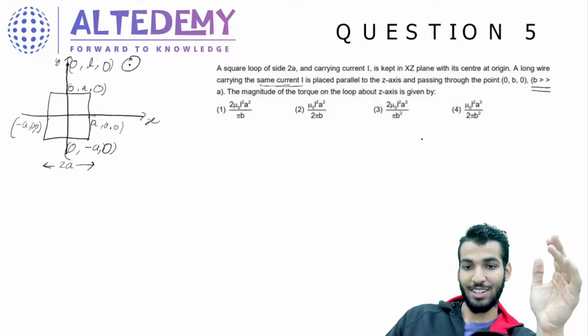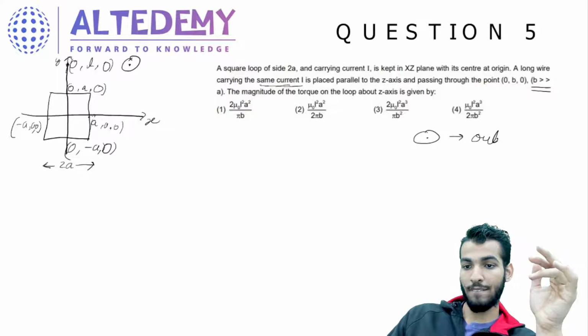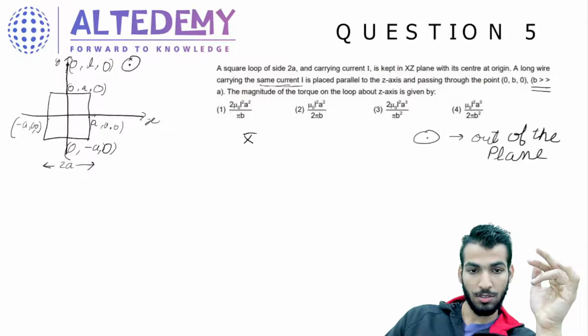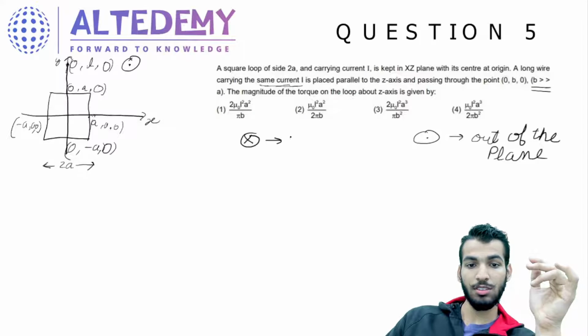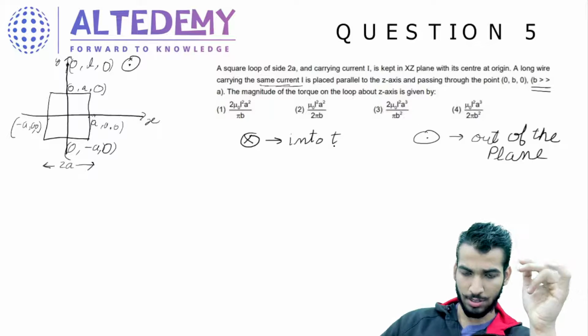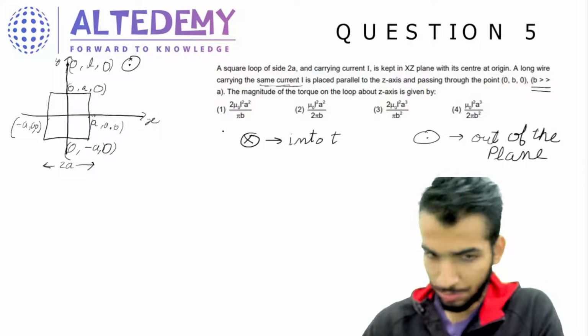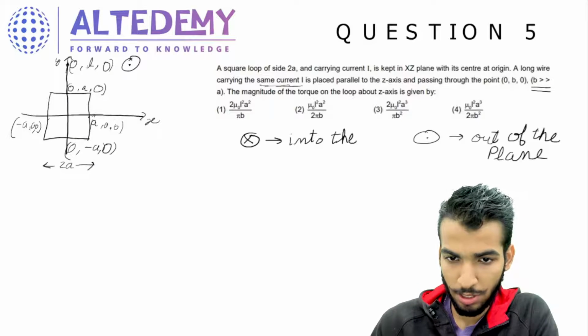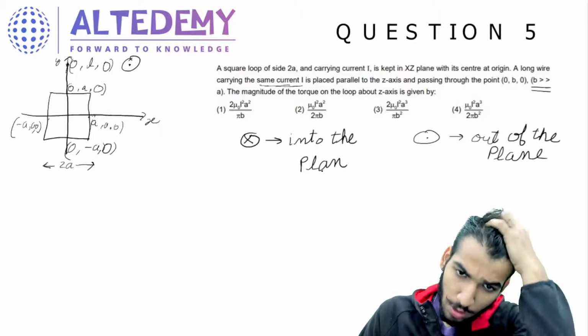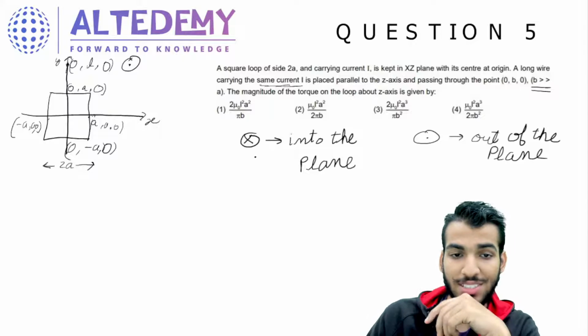So these are the symbols for protruding out of the plane, and this is into the plane. Into the plane. So this is into the plane. How do we know that this is into the plane and this is out of the plane?